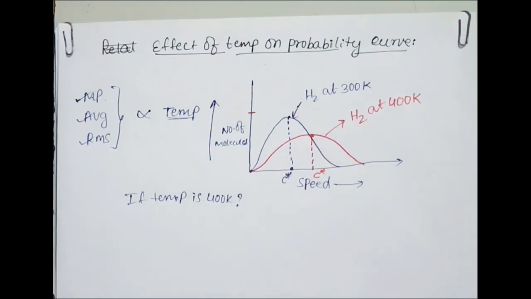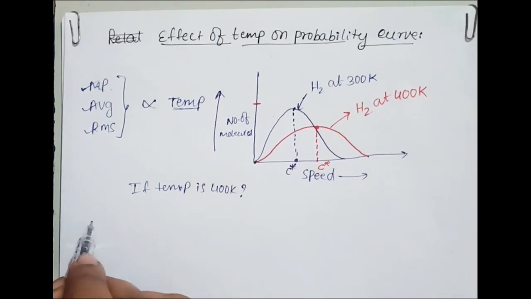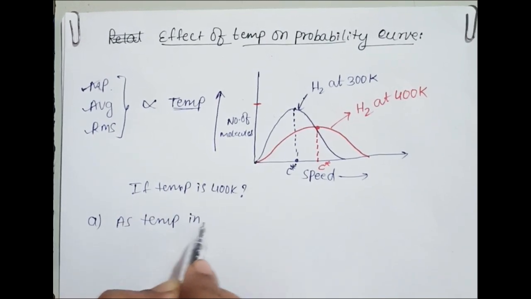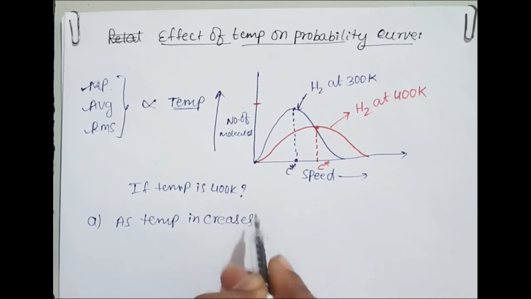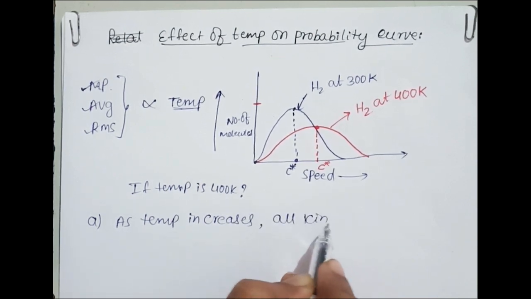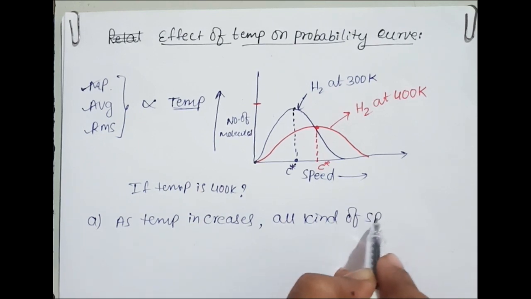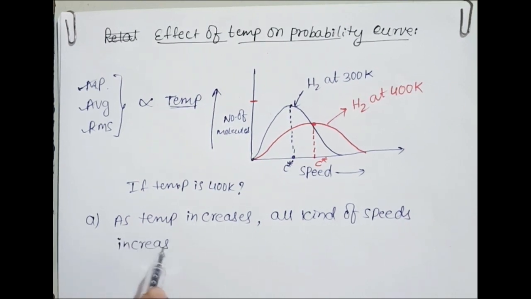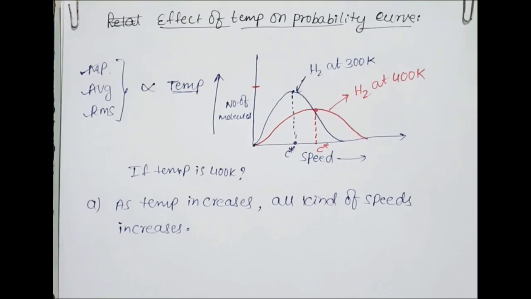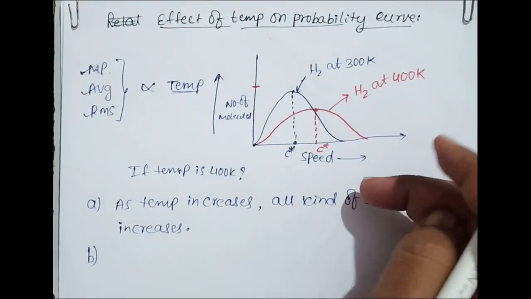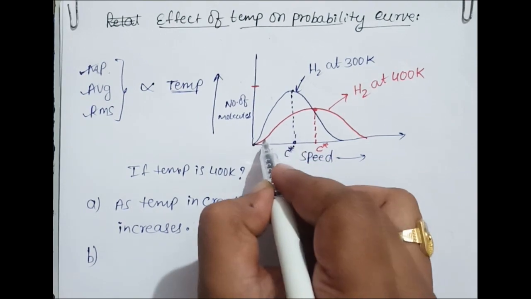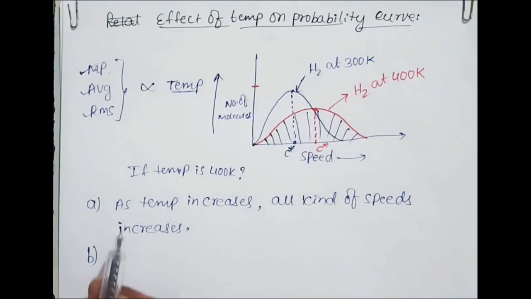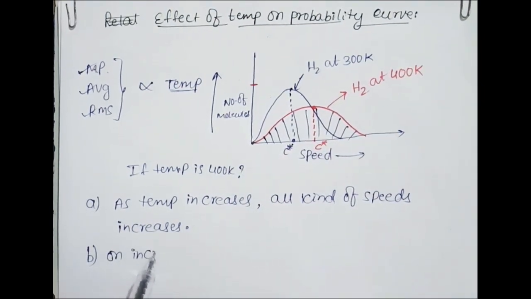So what I mean to say is, one point: as temperature increases, all kinds of speeds, whether you talk about most probable, average or RMS, increase proportionately, right? Second point, the graph is broadening. But the total area under the graph, if you find it, will remain the same.